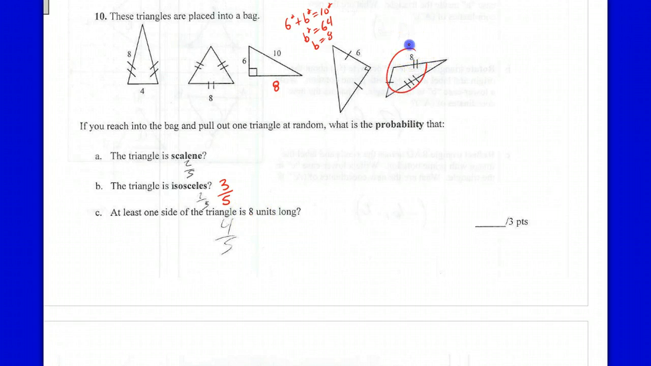We can see that we have one side here that's 8, one side here that's 8, another, and another, so 4 to 5. So actually, I'm not sure if you did the Pythagorean and you just didn't show it, but you did get the correct probability for letter C. So you earned 2 out of 3 points for number 10.